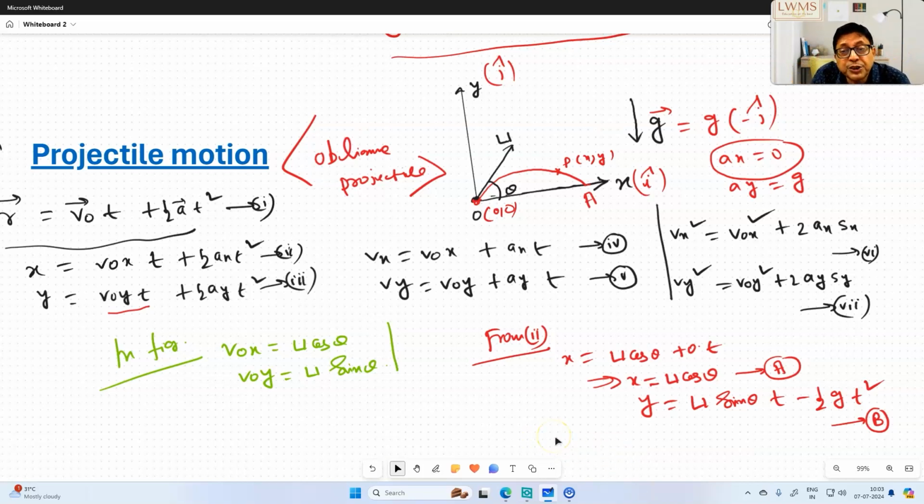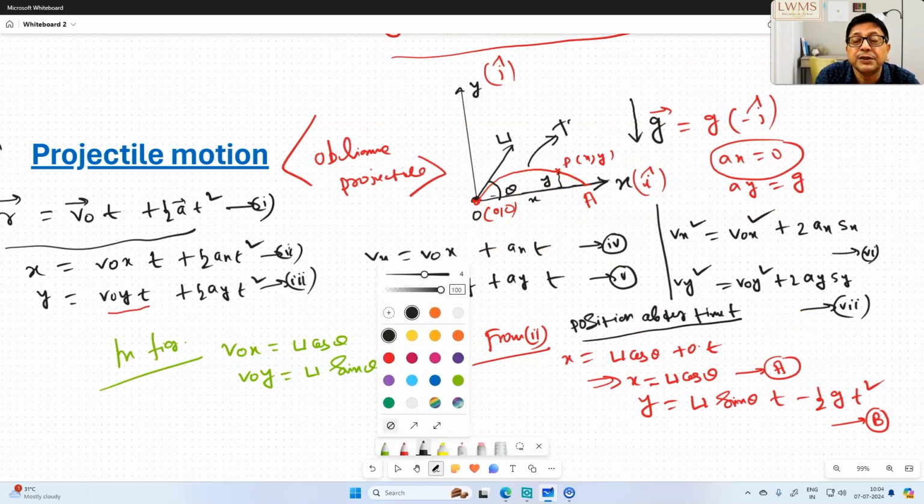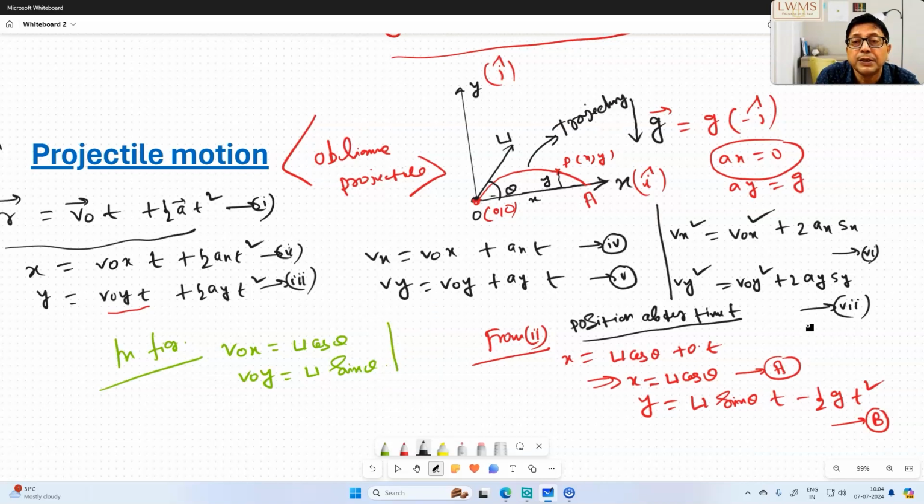Therefore, the position of a particle, this I have written, position after time t. That xy I have written now, that xy is given by this x and this y. It is derived from this equation. Now we are discussing motion in a plane, in 2D. In 2D, what will happen? Everything can be discussed in terms of the trajectory it follows. This is called trajectory. The path followed by projectile is called trajectory. This trajectory equation I am going to find.